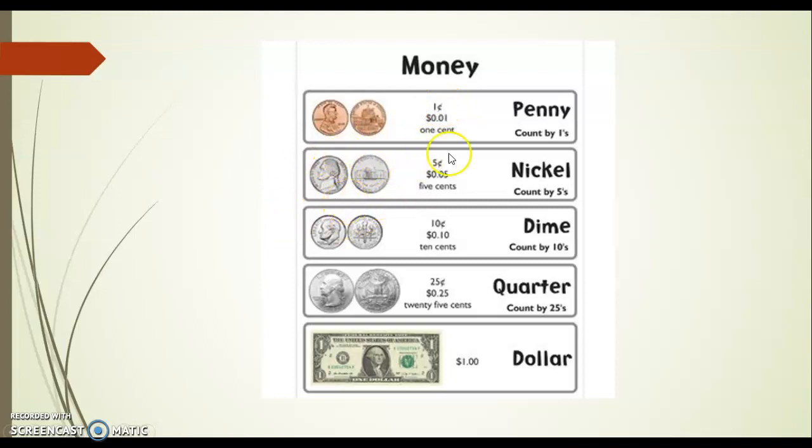Then we have our nickel, which is worth 5 cents. Our dime, which is worth 10 cents. Our quarter, which is worth 25 cents. And our dollar bill, which we know is worth $1. And then we know we have our $5 bill, our $10 bill, our $20 bill, our $100 bill. Those we know. This was just a little review for our coins.